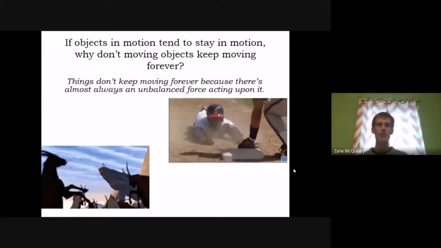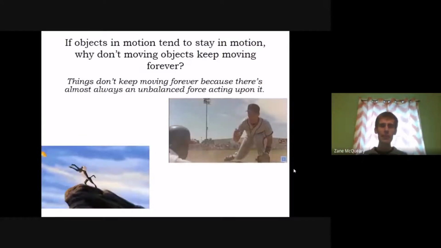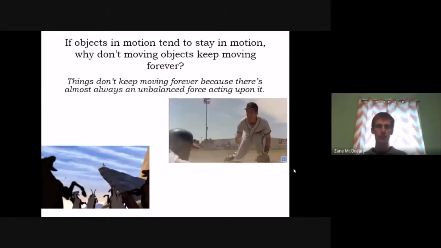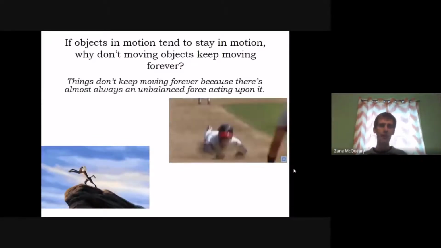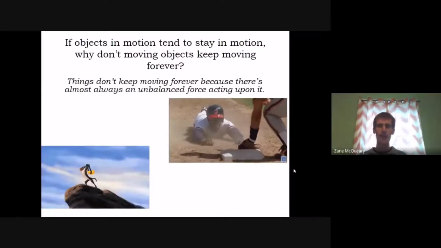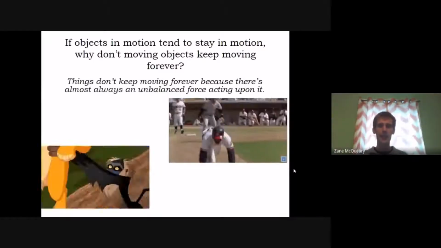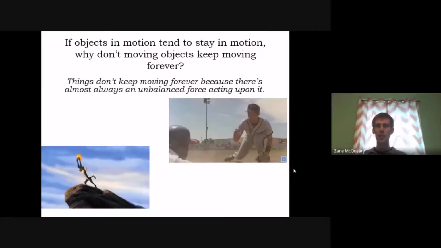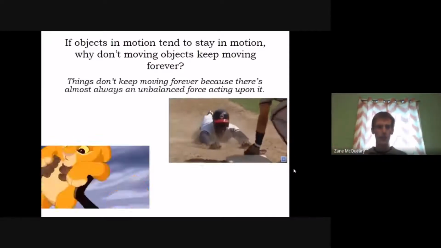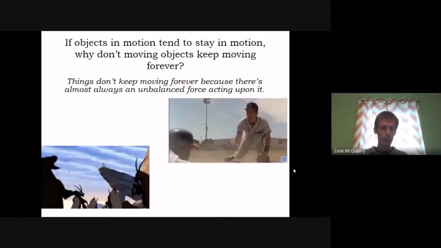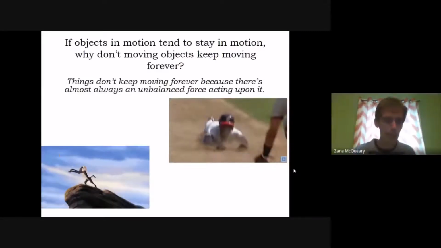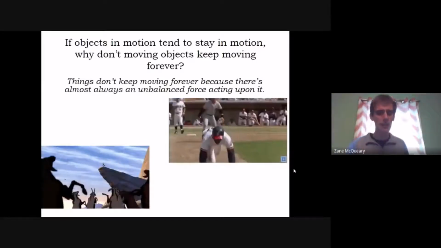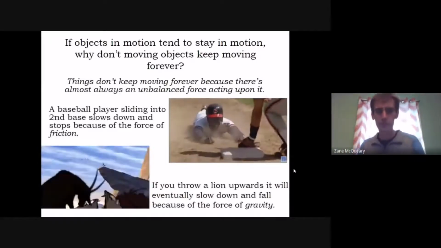If objects in motion tend to stay in motion, how come we just don't have objects moving forever and ever? Well, there's almost always an unbalanced force that acts upon it, right? Think about this guy who's sliding over here. His unbalanced force is friction. That's why he's not just continuing to keep on sliding. Or over here with Rafiki and Simba, the reason why Simba doesn't keep flying forever and ever is because gravity is going to bring him back down towards the Earth.